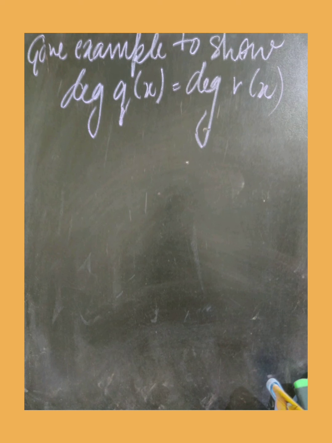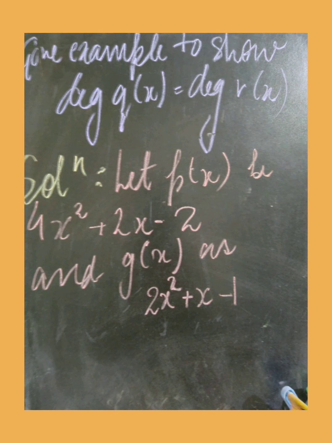So here you have to think a little bit. If you want the degree of quotient and remainder to be the same, you have to take the dividend and divisor of the same degree, so that your quotient will be, let's say, degree 1, then the remainder will also come in degree 1. Okay, so let's see how. In this question you have to take, let p(x) or dividend be 4x square plus 2x minus 2. I have taken a quadratic equation here, and g(x) or divisor as 2x square plus x minus 1.